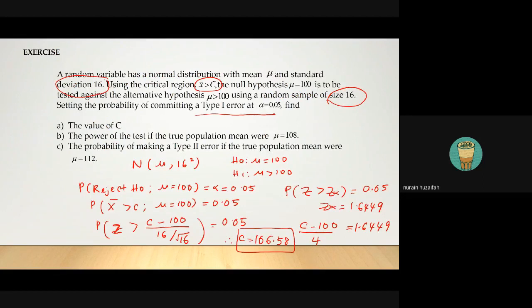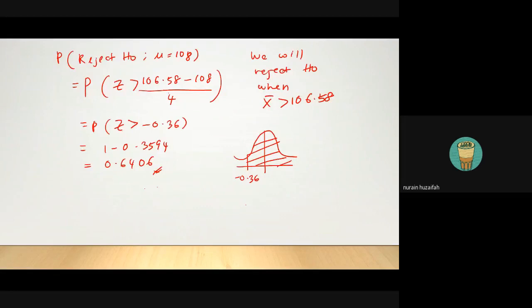Second part, the power of the test if the true population mean were mu equals 108. Okay, this one, rejecting H naught when we have mu equals 108. So we use the C that we got in part A, so 106.58. So 106.58 minus your mu divided by 4. So Z greater than minus 0.36. So that means your probability is 0.6406. So that one is the power of the test.